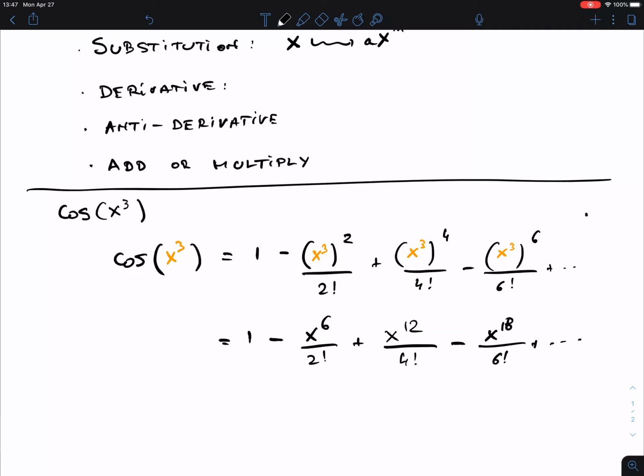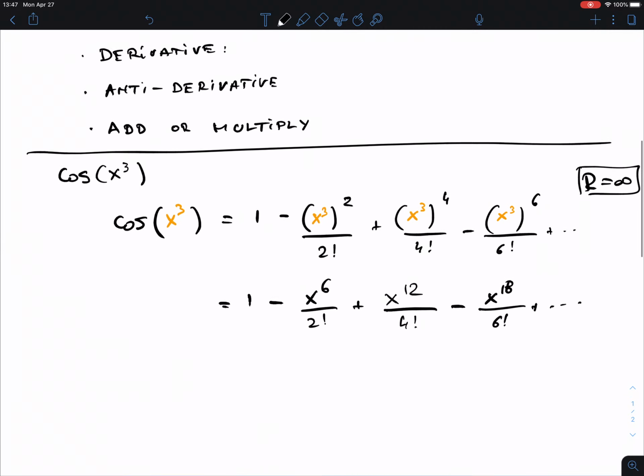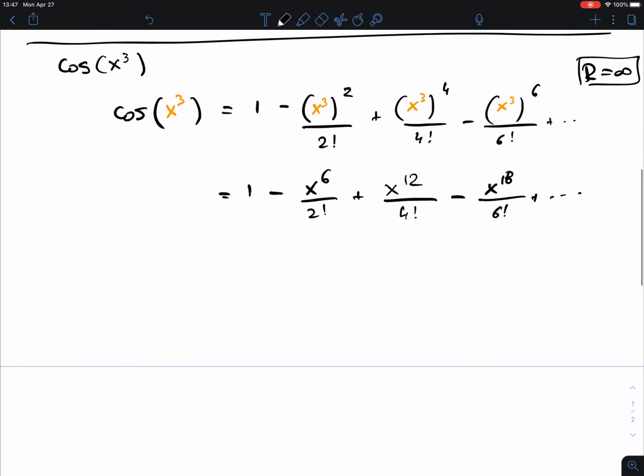And what about the radius of convergence? Well, the original one has a radius of convergence, and that cannot change. In other words, the only time we have to pay attention to the radius of convergence is in the very first case here. Other than that, whatever we do with it, we're never going to change the radius of convergence. Okay, so this was substitution.